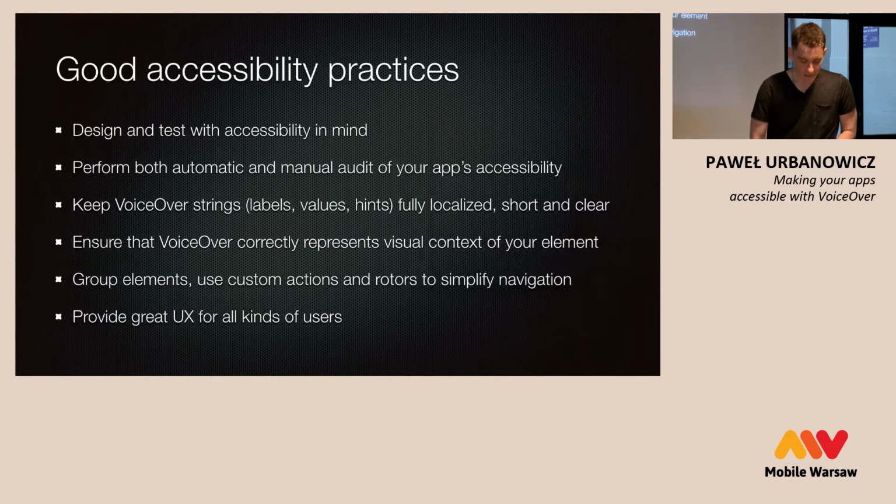To summarize our good accessibility practices, what we want to learn from this presentation is that we should design and test with accessibility in mind. We need to perform both automatic and manual audits for our apps. We need to keep VoiceOver strings like labels, values, and hints fully localized, short and clear, because like I said, VoiceOver works in many, many languages. Ensure that VoiceOver correctly represents the visual context of your element, like for example with this notification button. Group elements, use custom actions and rotors to simplify navigation, like in the case of the tweets. And provide a great user experience for all kinds of users.